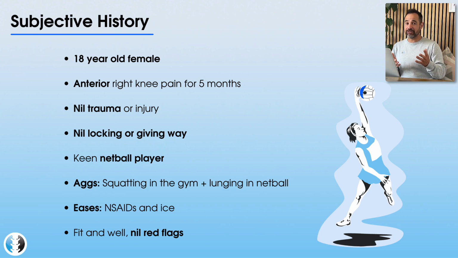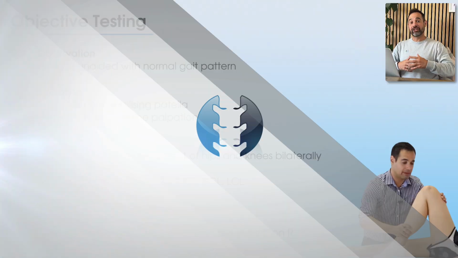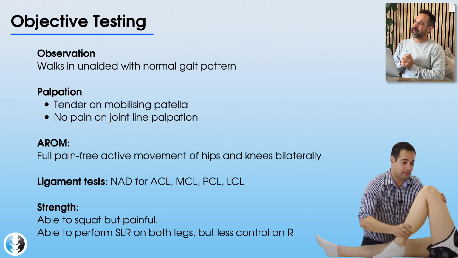Otherwise, she's a very healthy young lady, she's fit and well, no major red flags, just this ongoing knee pain that's been troubling her. So next, let's go through her objective examination. So we find that this patient can walk around the clinic with a normal gait pattern, and small distance walking like this doesn't irritate her symptoms.